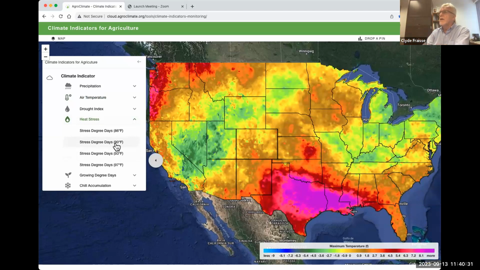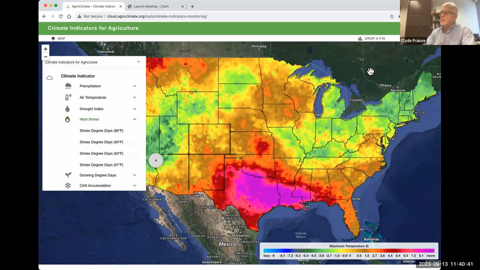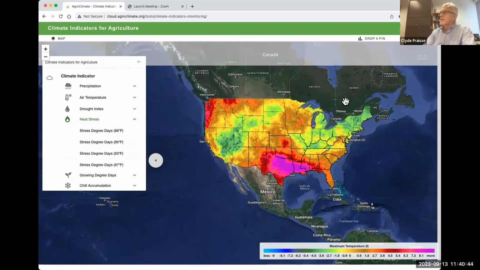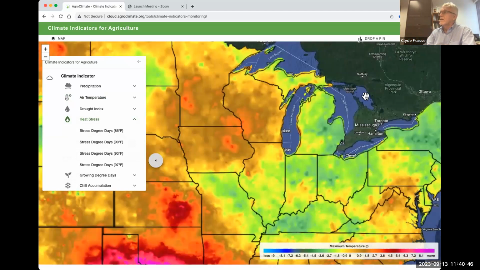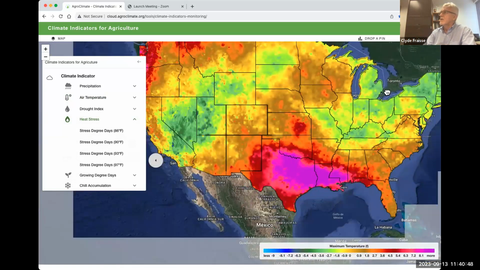And you have some other variables we're not going to go over here, like the stress degree days. Those are degree days above different thresholds that you can also map. Chill accumulation, of course, during the last 30 days, we will see nothing. You only see that in the winter time.